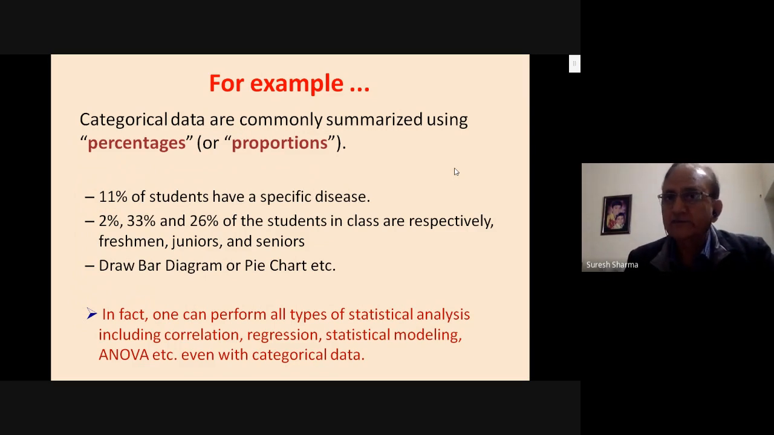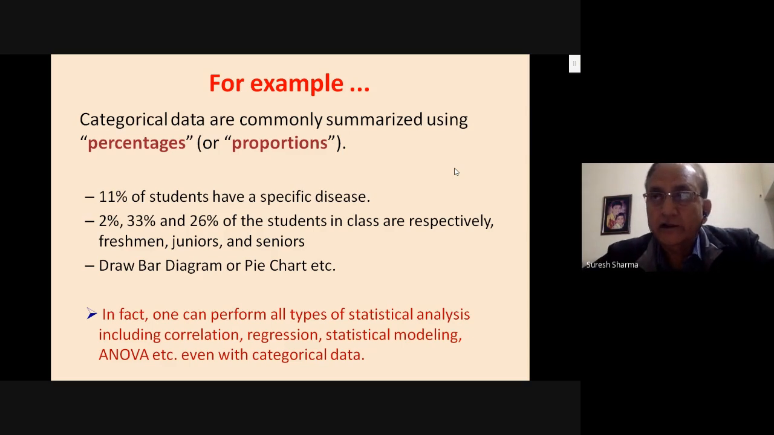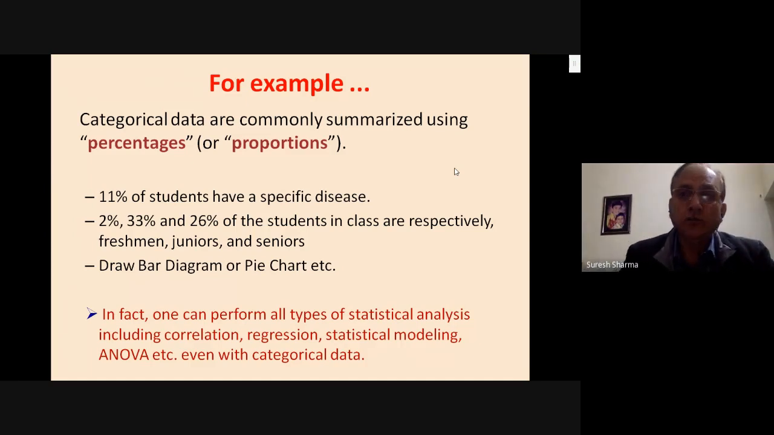But look at the last paragraph. In fact, one can perform all types of statistical analysis, including correlation, regression, statistical modeling, and analysis of variance, even for categorical data. So different techniques are there. Different types of correlations are there: tetrachoric correlation, biserial correlation, point biserial correlation, Matthews correlation, gamma coefficient, coefficient of uncertainty. All these correlations are meant for whenever we deal with categorical data.